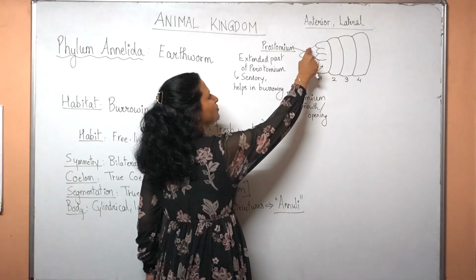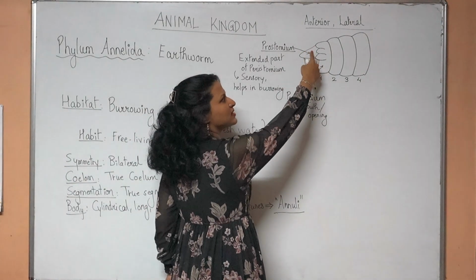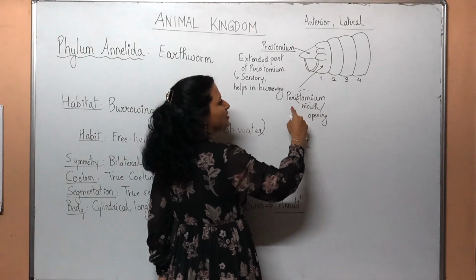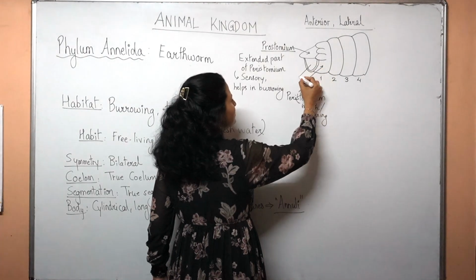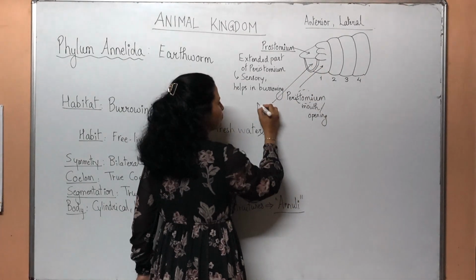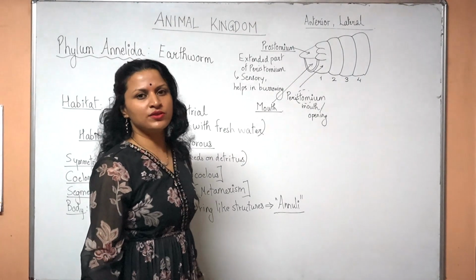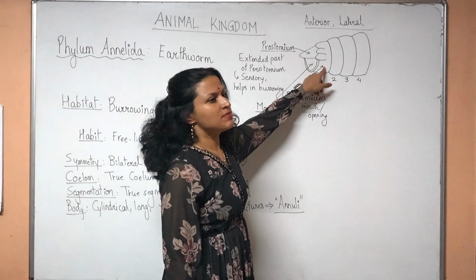The extension of the peristomium is called the prostomium. It is not to be considered as another segment. It is a part of the first segment itself, which is called the peristomium. Beneath the prostomium there is this opening, which is the mouth, from which ingestion will take place. And what will it feed on? Like I told you, it feeds on detritus. So that is about the first segment, peristomium.